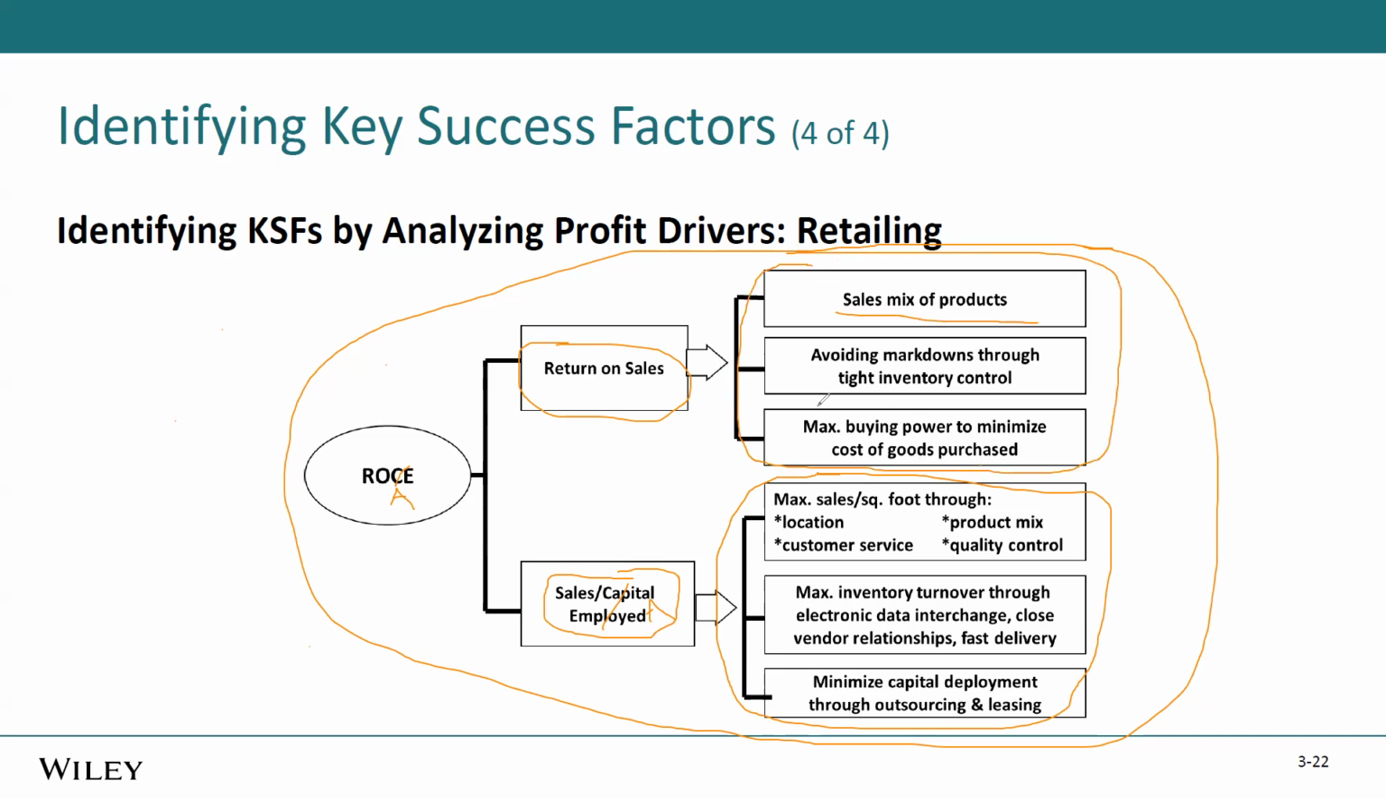The mix of products, avoiding markdowns by having tight inventory control so that we don't have too much of last season's inventory that we have to sell at a discount. Is there any way to sell at scale and minimize our COGS by procuring lots of materials at the same time? These are different activities that would maximize our total asset turnover. Some of them are related, some of them aren't.